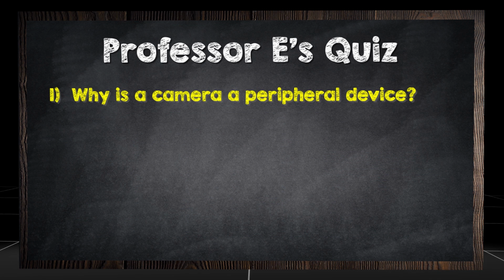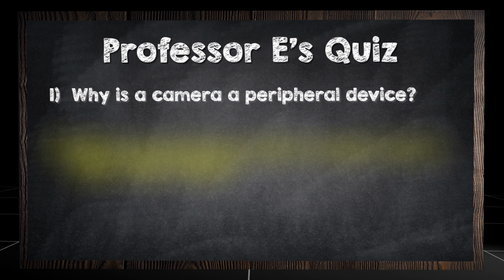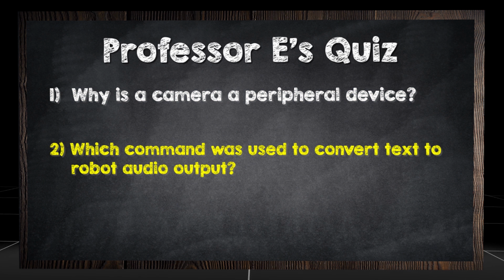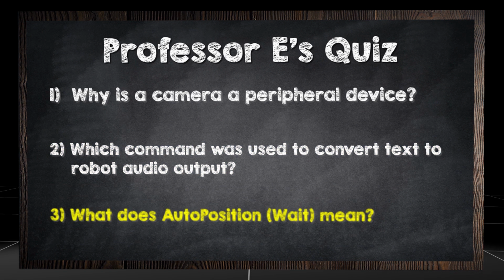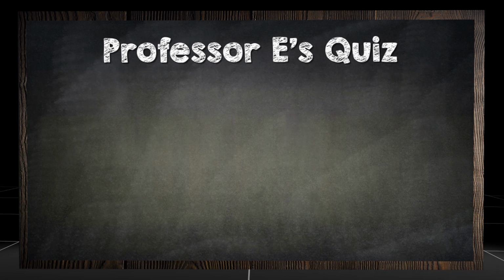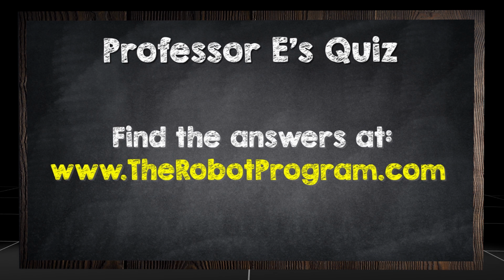Why is a camera a peripheral device? Which command was used to convert text to robot audio output? What does AutoPosition wait mean? Find the answers at therobotprogram.com.